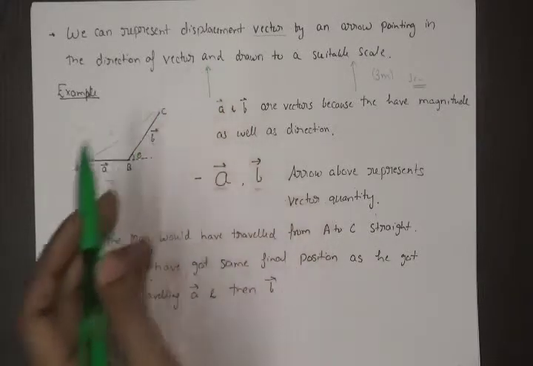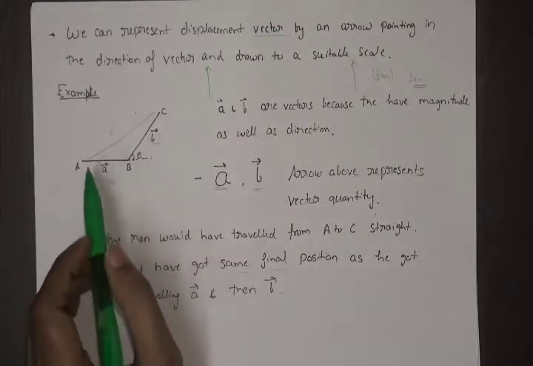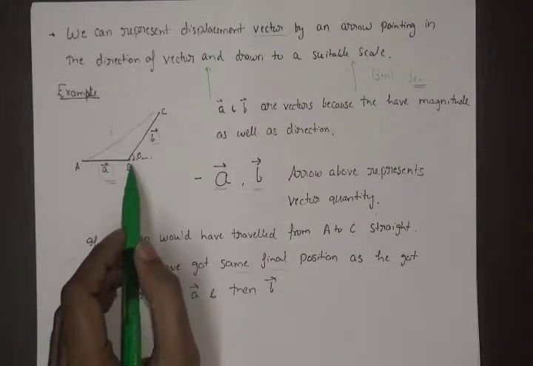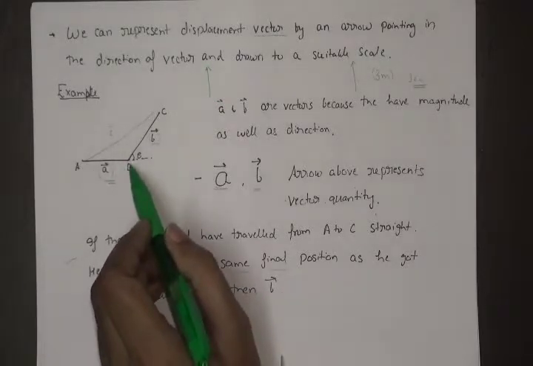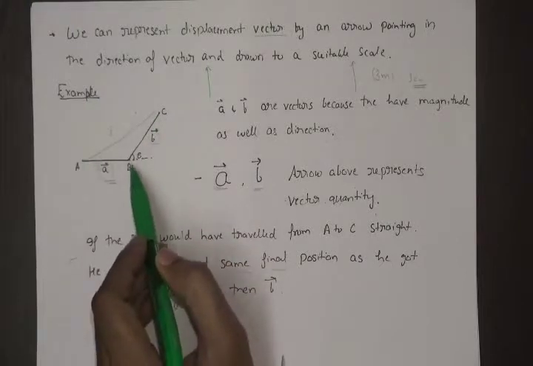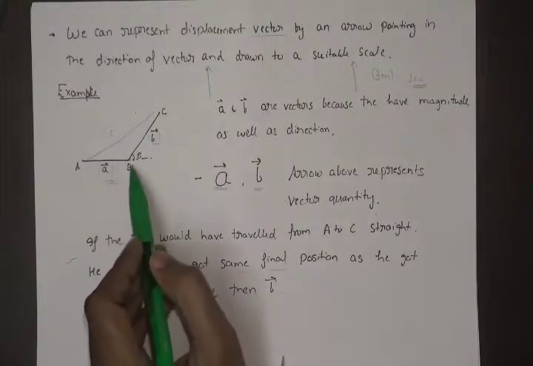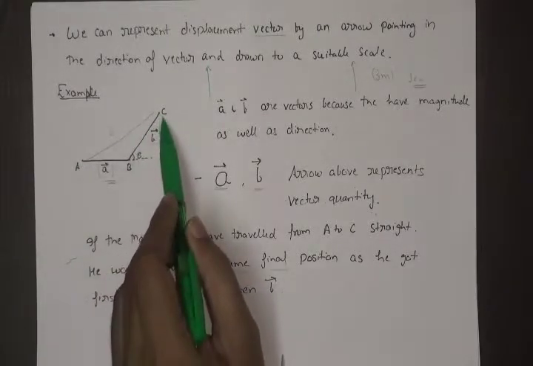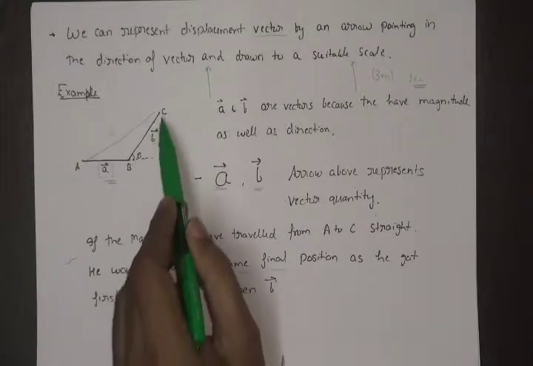Now, we go back to the problem we have discussed so far. A man travels a distance a meter along AB, and then he travels a distance b meter along BC. Now AB is a vector. Why? Because it has a magnitude A, it has a direction. BC is also a vector. Why? Because it has a magnitude B and it has a direction.